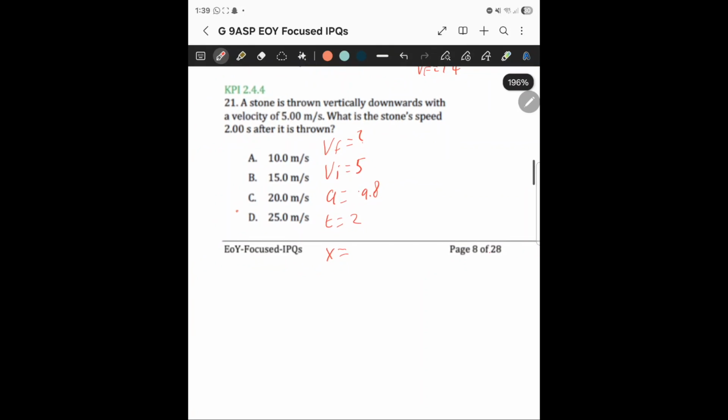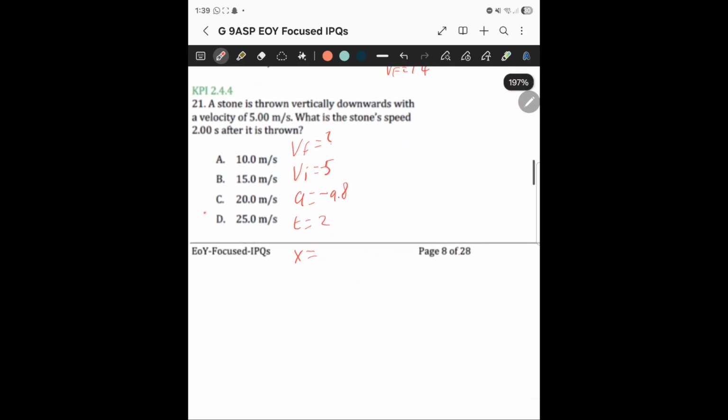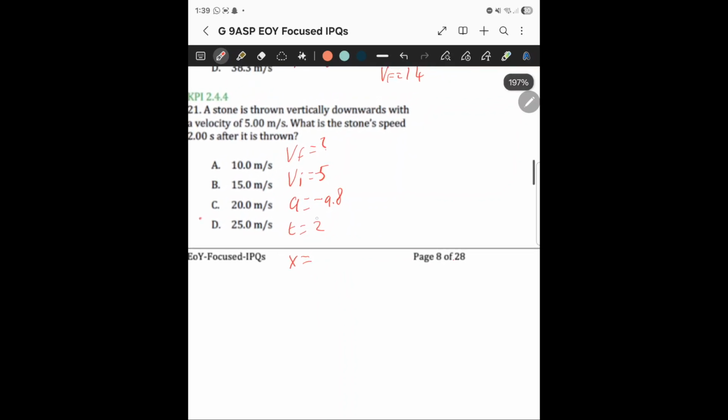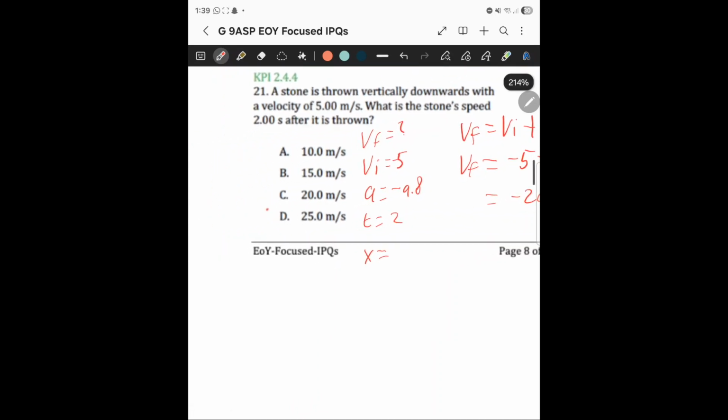Okay, now in this question, I've written it out here already. I've got V final, V initial, a and t. However, this is thrown downwards. My V final will be negative, acceleration is always negative. The time is 2, x is not given, so we can't use it. Vf, Vi, a and t, well that will be the first formula, Vf equals Vi plus at. Vf is what I need. Minus 5 plus negative 9.8 multiplied by 2, and I get minus 24.6, and that means the closest answer is 25.